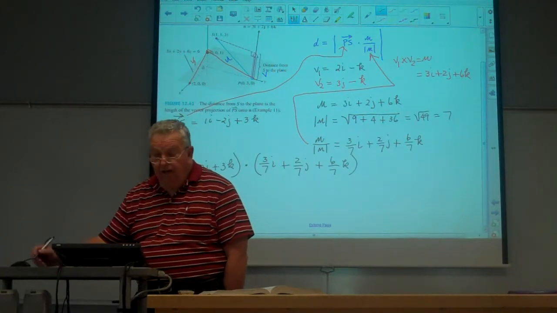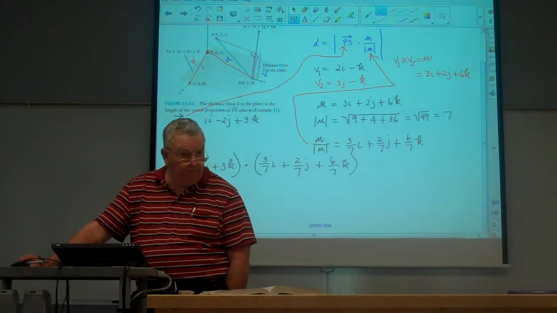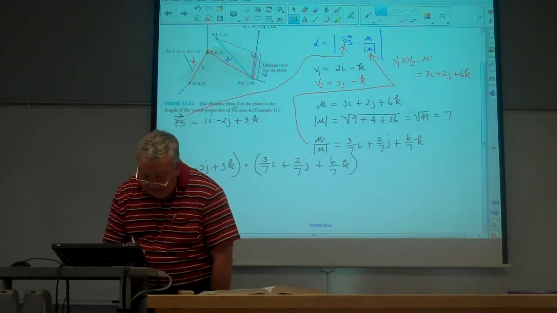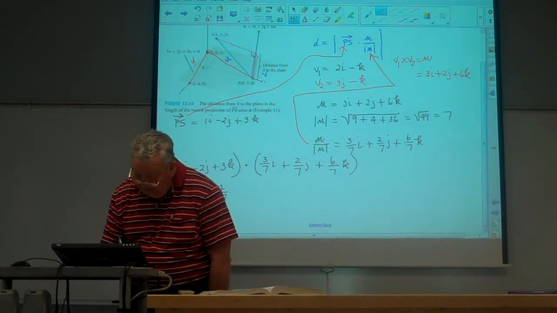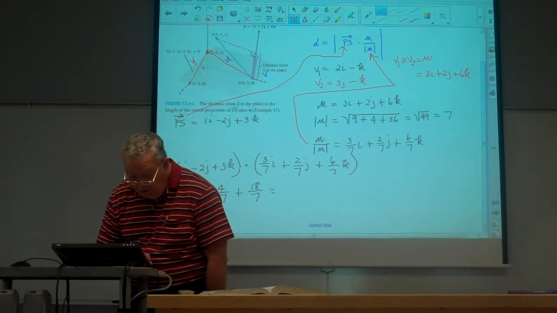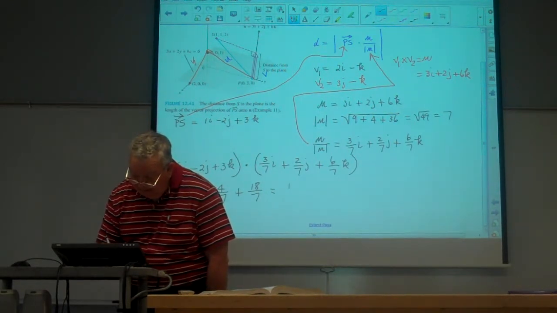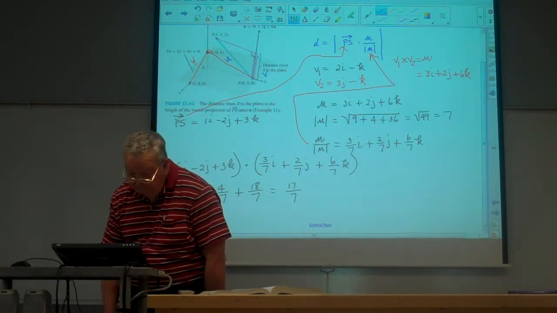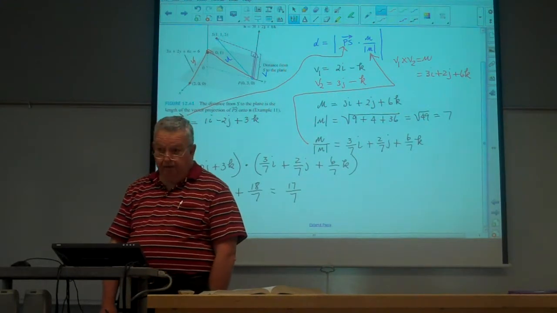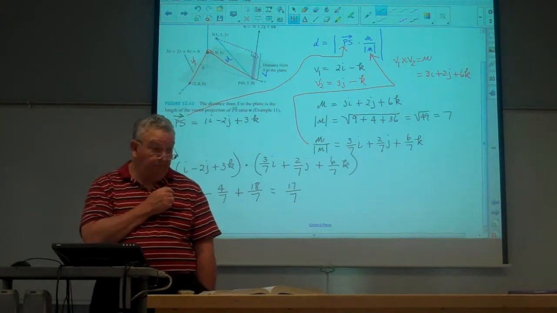So I now have dot products, first times first, second times second, third times third, and add them together, right? So I think that is 3 sevenths, minus 4 sevenths, plus 18 sevenths. That's 21. 18 and 3 is 21, minus 4 is 17 sevenths. And that's the distance we were looking for. Pretty cool.